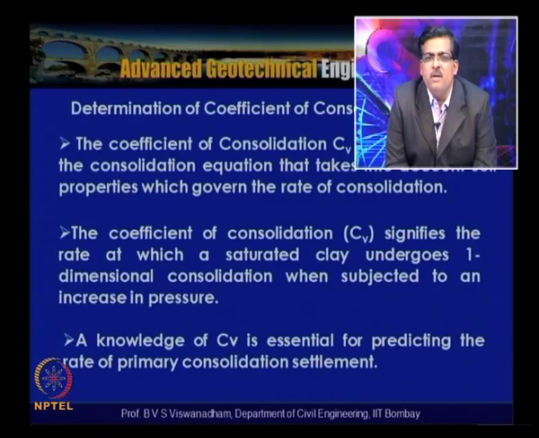As permeability and coefficient of consolidation are related, based on the same analogy we can also say that the coefficient of consolidation in the horizontal direction will be more than the coefficient of consolidation in the vertical direction. So the coefficient of consolidation basically signifies the rate at which a saturated clay undergoes one dimensional consolidation when subjected to an increased pressure. For isotropic cases where identical properties are there, we can take Cv is equal to Ch. So knowledge of Cv is essential for predicting the rate of primary consolidation settlements.